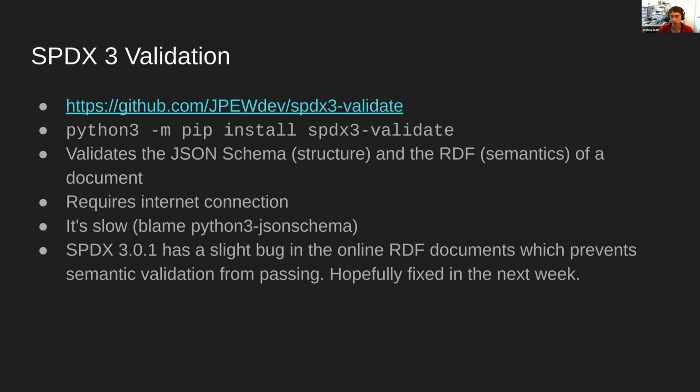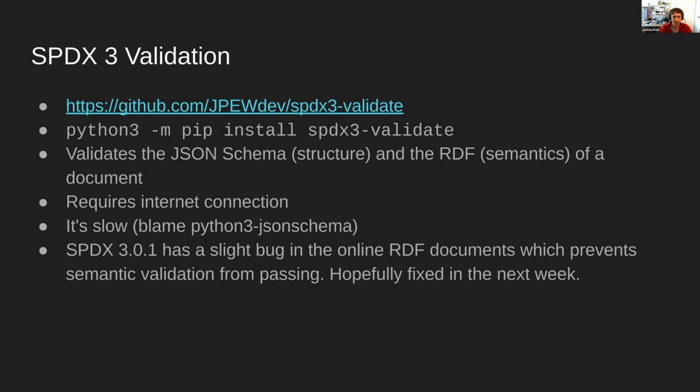This is a validation tool. Again, you can install this with pip. This will validate both the JSON schema of a document and the RDF of a document. So in broad terms, you can think of the schema as the structure of the document and the RDF as the semantics. There's some overlap. It's not entirely divided like that, but it's basically how it works.